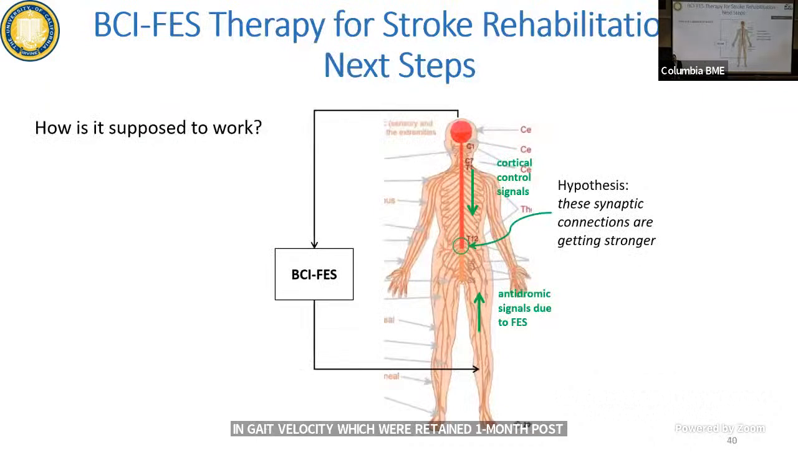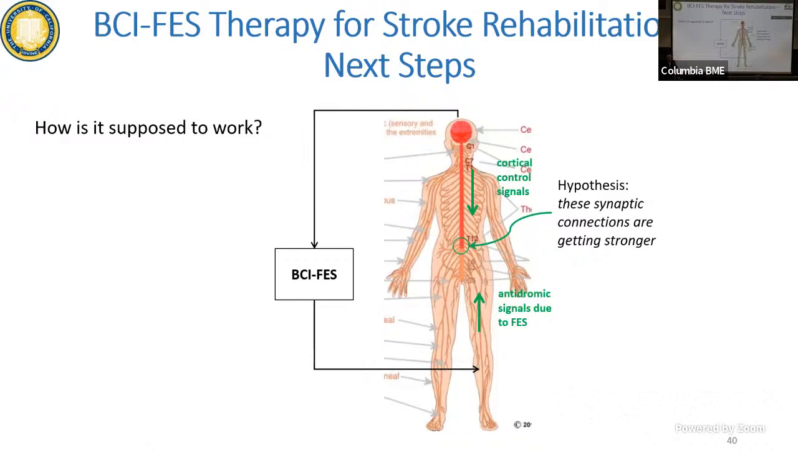So, a little hypothesis of how it works. You have a simultaneous activation of the upper motor neurons coming from the motor cortex. The BCI bypasses the damaged pathway, damage due to a stroke this time, not spinal cord injury. When you stimulate the muscle, these electrical signals can travel antidromically up the nerve, and then they can meet these descending signals somewhere at the spinal cord.